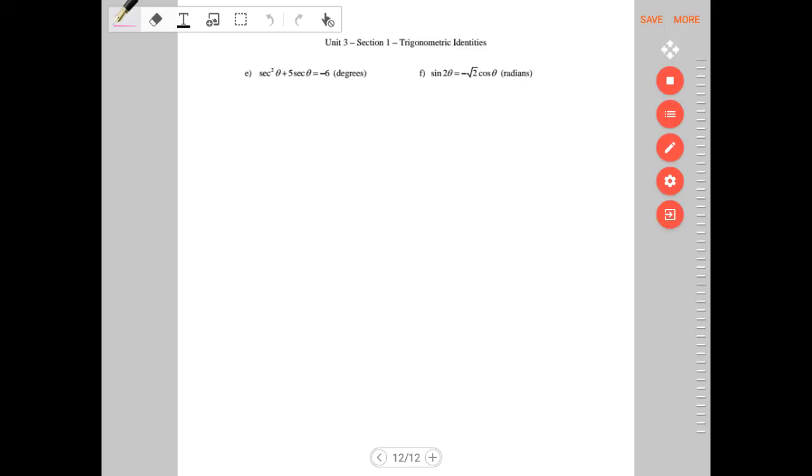Secant squared theta plus 5 secant theta, sorry, is equal to negative 6, and our answer is in degrees. What I want to do with this guy here is bring the minus 6 over. So I'm going to add 6 to both sides. You will get secant squared theta plus 5 secant theta plus 6 equals 0. Now, if you notice that is a trinomial, so we're going to factor it. We get secant theta plus 2, since what multiplies to 6 and has a sum of 5 is 2 and 3, times secant theta plus 3 equals 0.